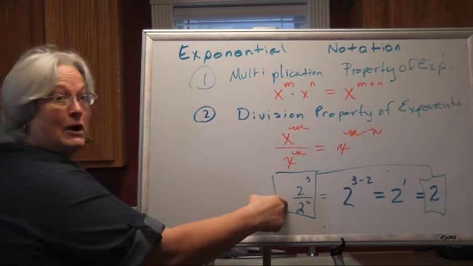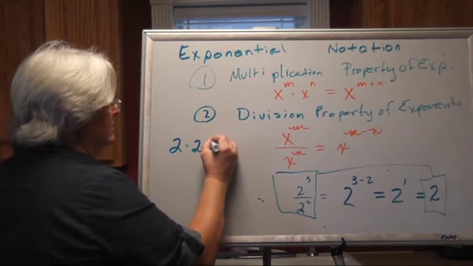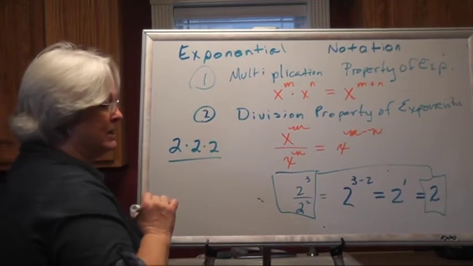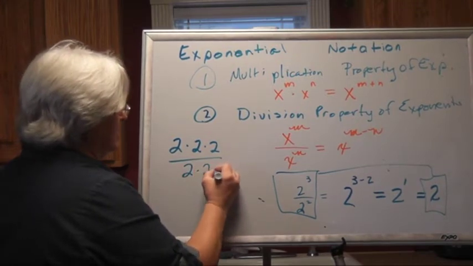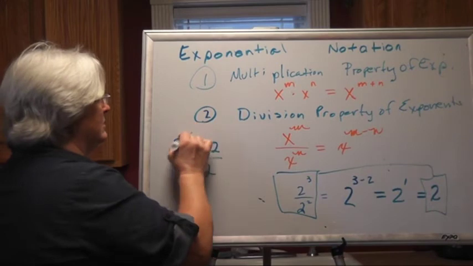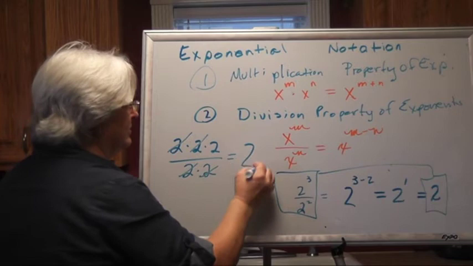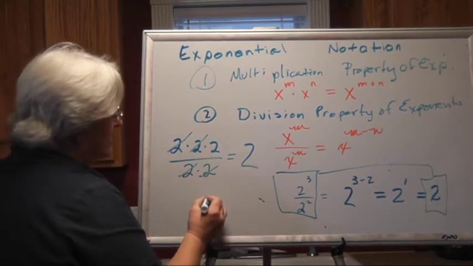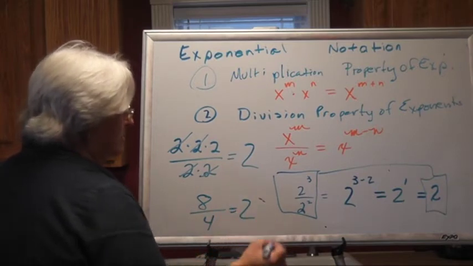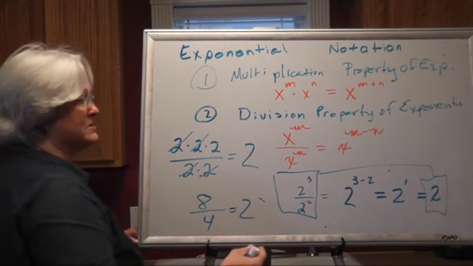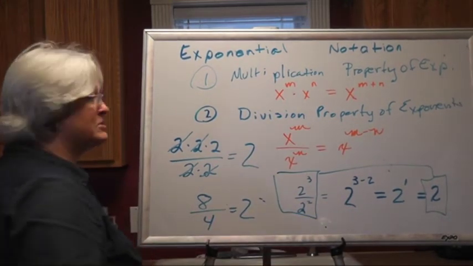Okay, well let's go ahead and rewrite this. 2 cubed means what? It means that you're going to use 2 as a factor 3 times. What's 2 squared mean? That you're going to use 2 as a factor 2 times. You can cancel common factors. And what do you have left? You have 2. 2 times 2 is 4 times 2 is 8, divided by 2 times 2 is 4. So I've done that same problem 3 different ways. This is why the division property of exponents works.